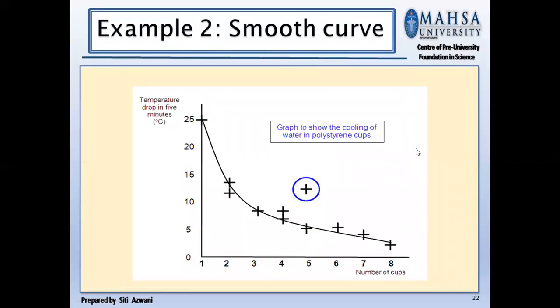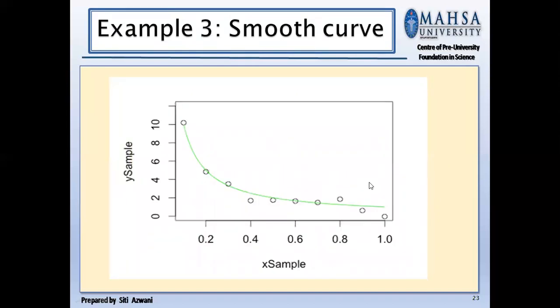Next, example 2, you have a cooling system, temperature in 5-minute intervals, in degrees, against number of cups. Here you may have one inconsistent point. You can ignore it because you want to draw the smooth curve graph, but you can see the pattern here. It's not necessary to touch all the points for the smooth curve. So draw through the middle here, and going up. Is it okay?